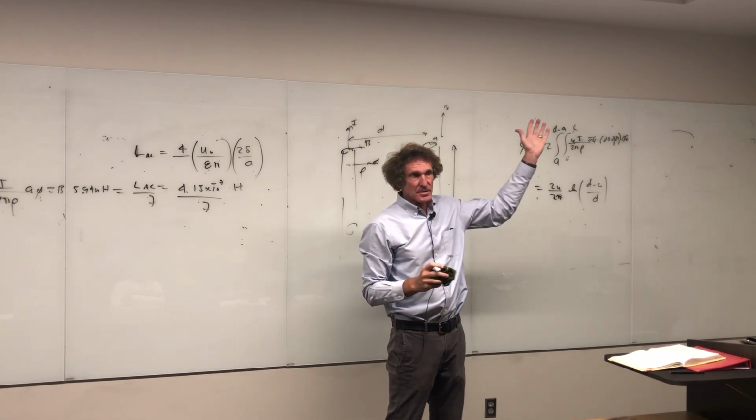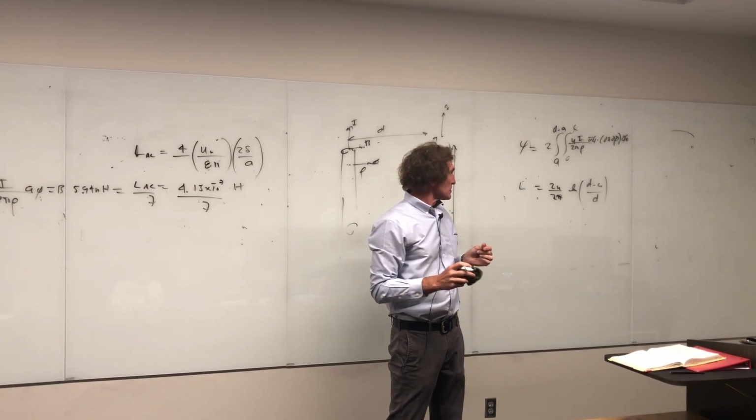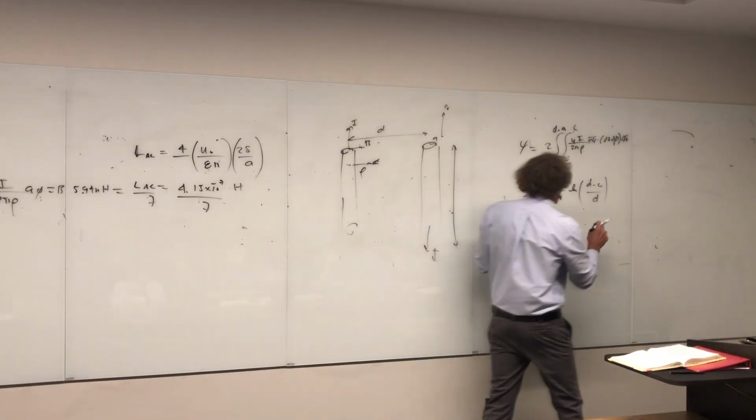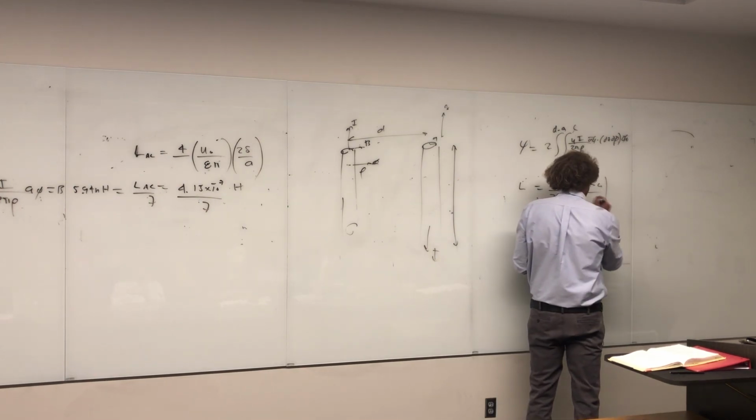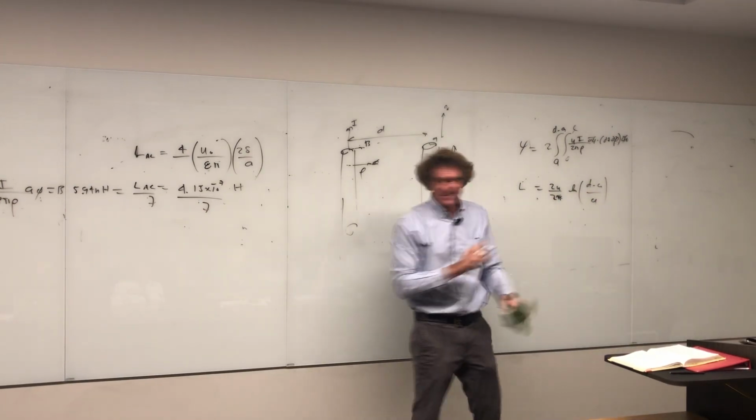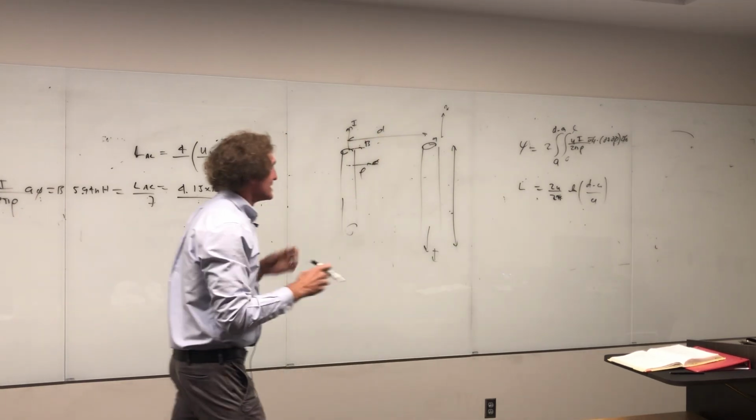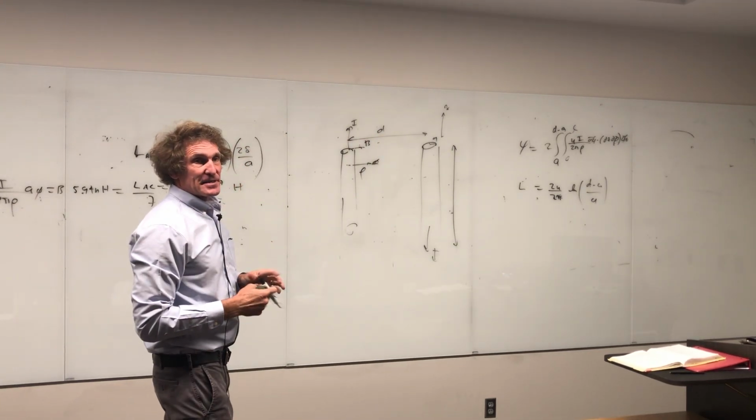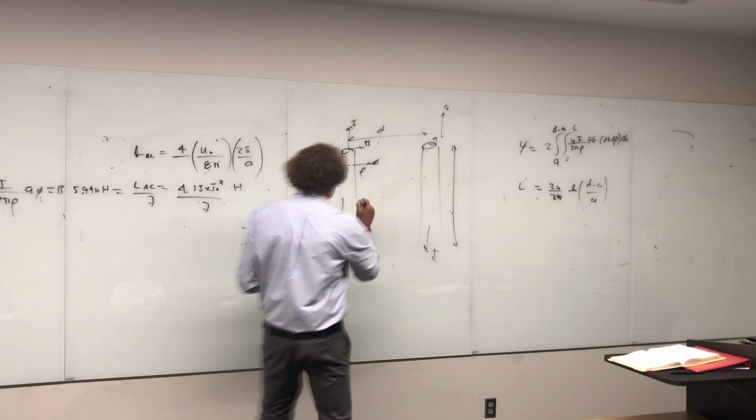How many remember seeing this? Yes. The natural log D over A instead of... You're right, over A. My bad. Over A. All right. That's the inductance. Now for the capacitance, the capacitance between two wires.